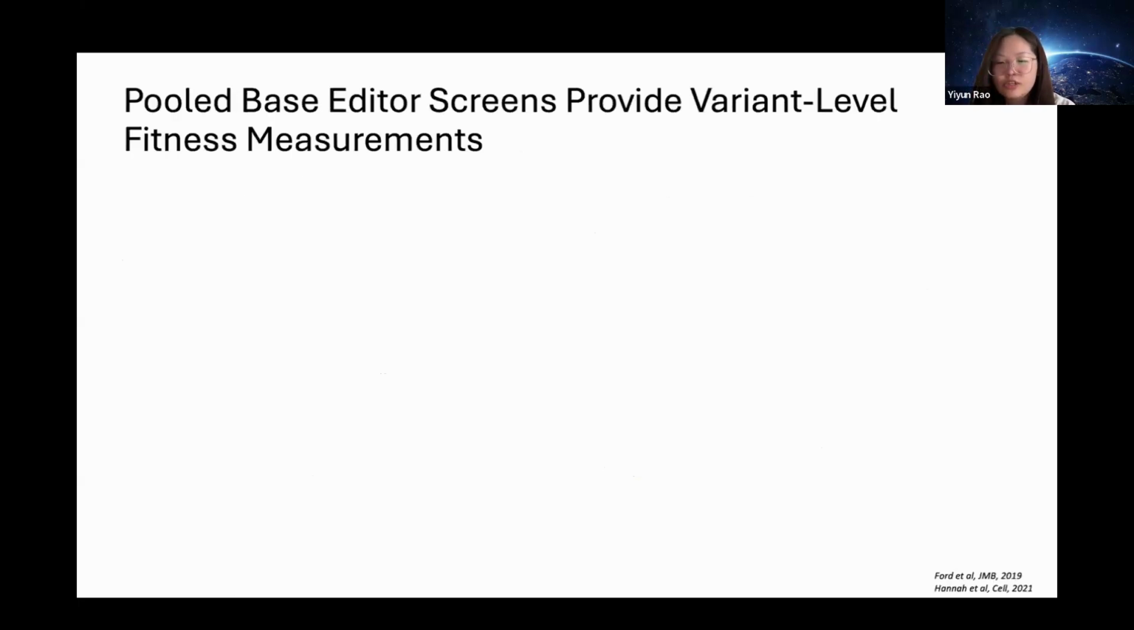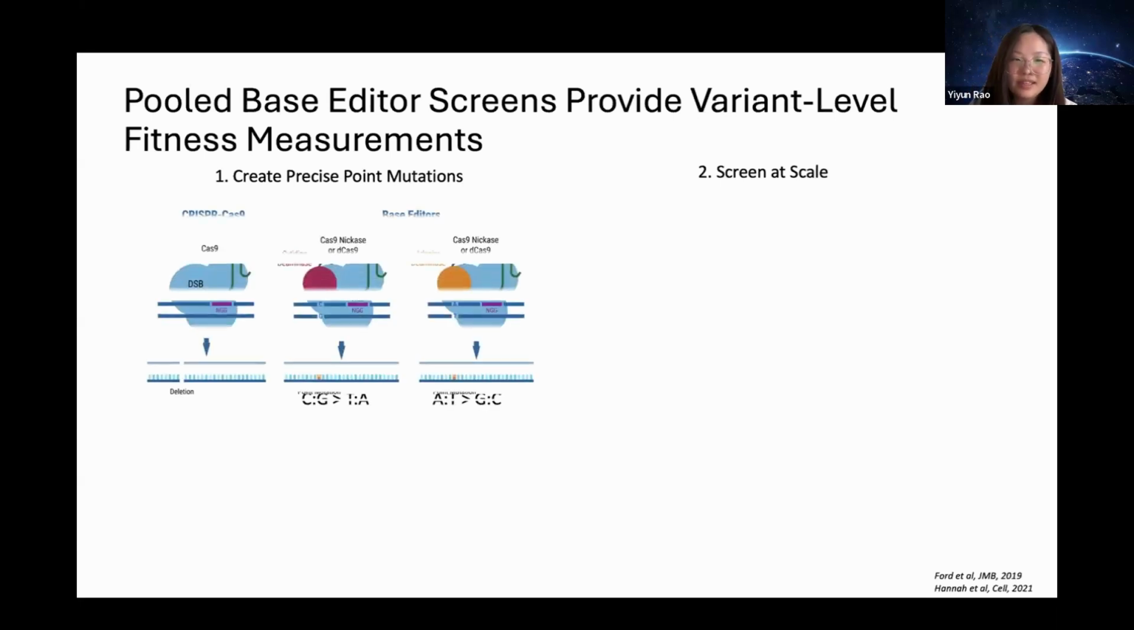So to answer this question, we need a system. First, we want to make precise point mutations. We want to make precise point mutations better in the genome. And second, we want to scale it. We want to screen them at scale. And that brings us to a relatively recent innovation, a variation of CRISPR-Cas9.